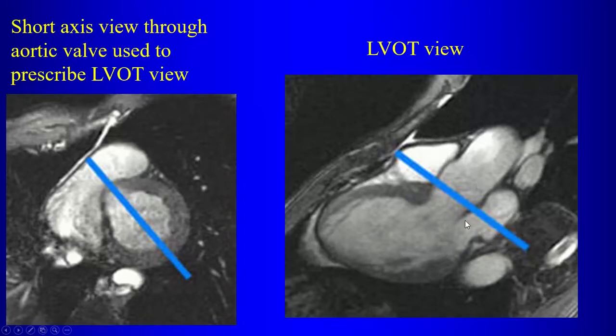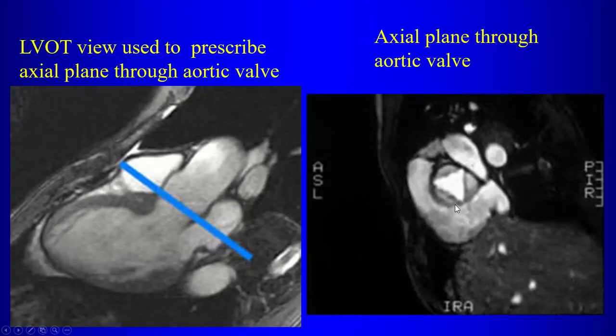And then what we will do is try to get a good cross-sectional view of the aortic valve as prescribed on that image. That gives you a very nice view of the aortic valve en face, and here the aortic valve is open. So this is an axial plane through the aortic valve.